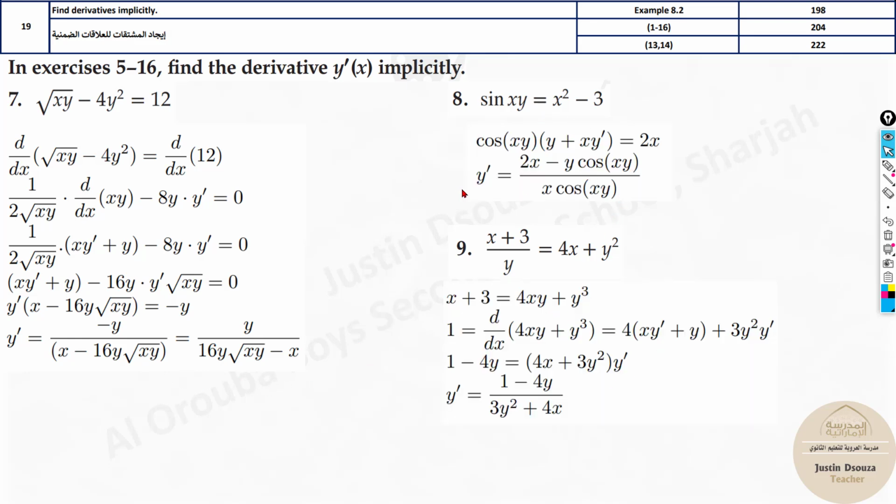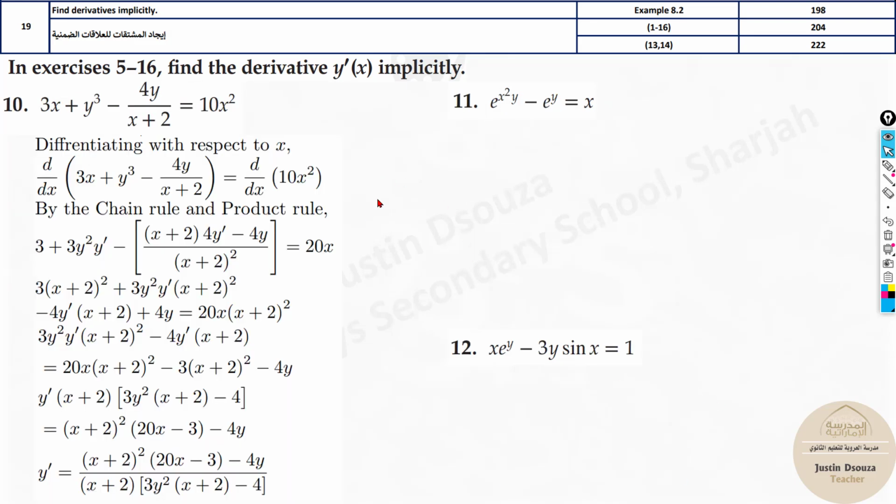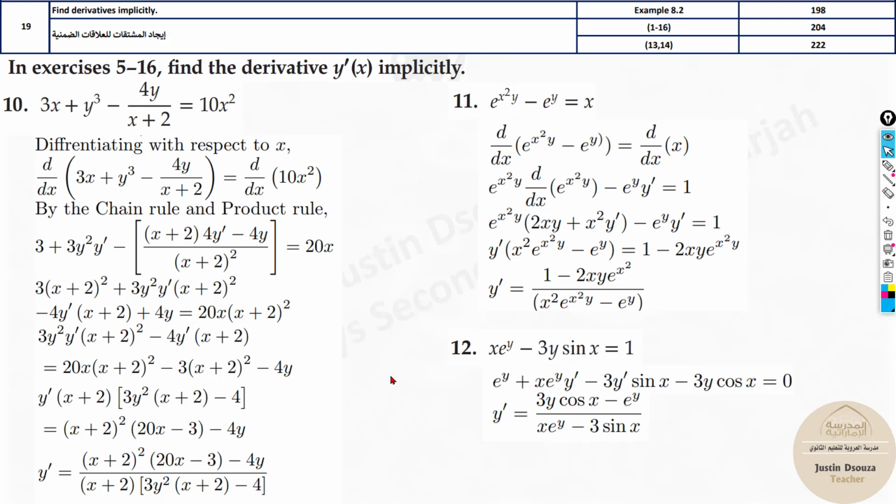Please do try the other problems by yourselves. Just algebraic, keep on solving, you'll get the answers. Even over here, you can see all the answers are worked out. You can refer to this.